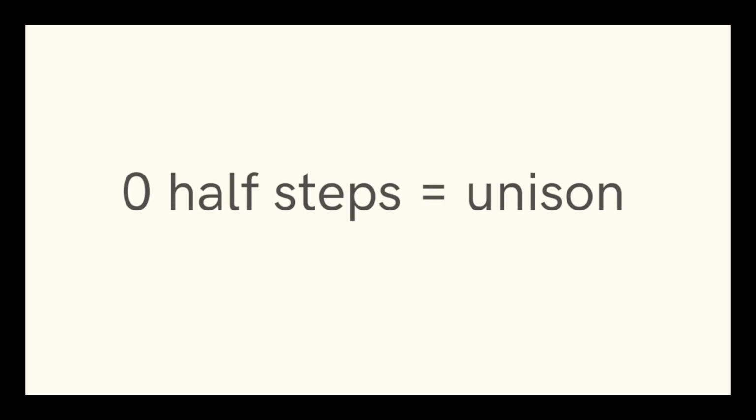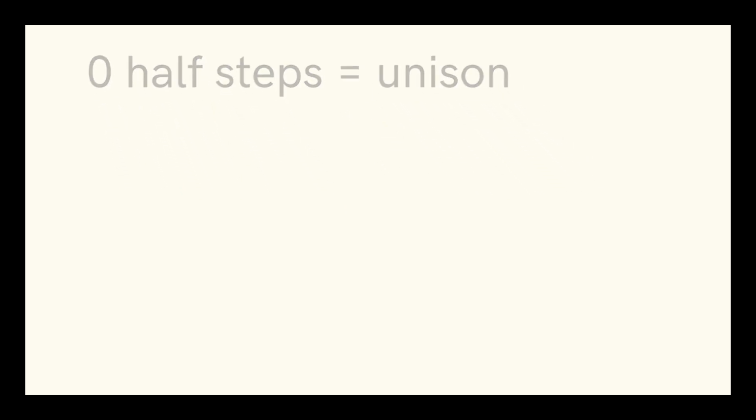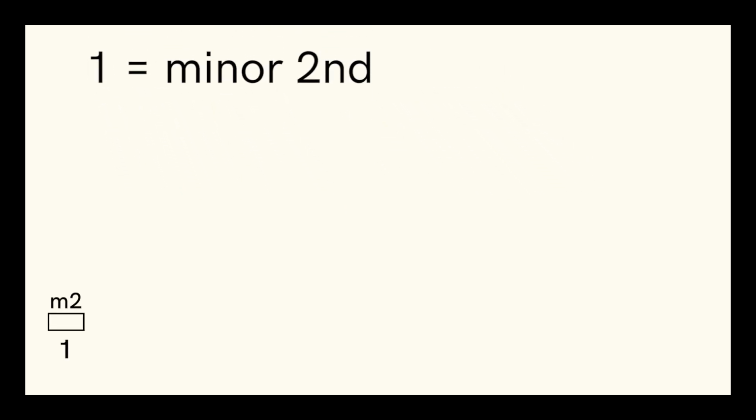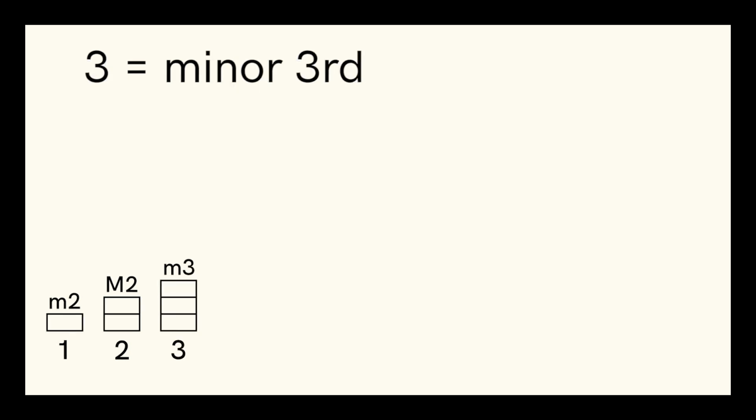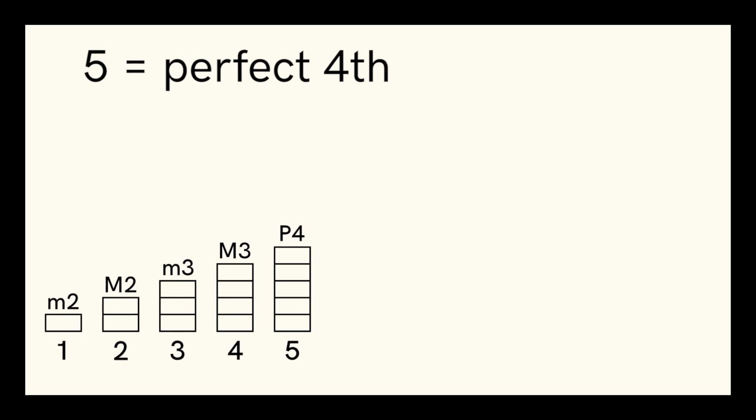Technically, the interval of 0 half steps is called a perfect unison. It's the same pitch, but again. A distance of 1 semitone is called a minor second. 2 semitones, or a whole step, is a major second. 3 semitones is a minor third. 4 semitones, or 2 whole tones, is a major third. 5 semitones is a perfect fourth. I'll talk later about the meaning of the words major, minor, and perfect.